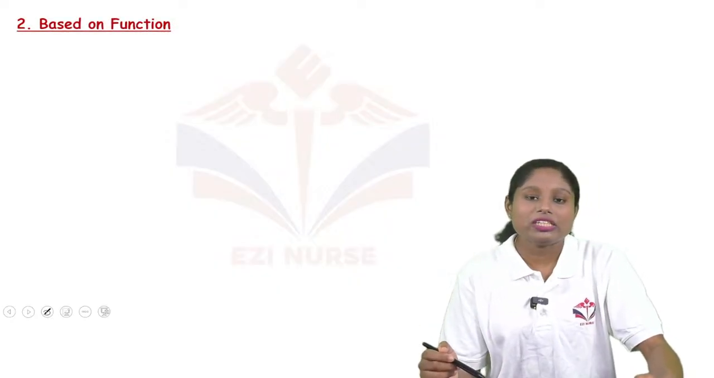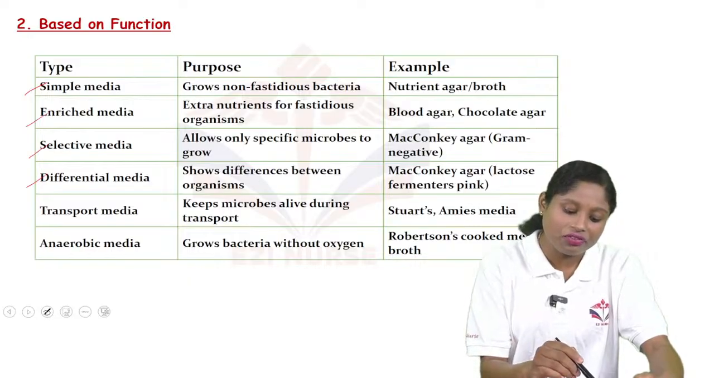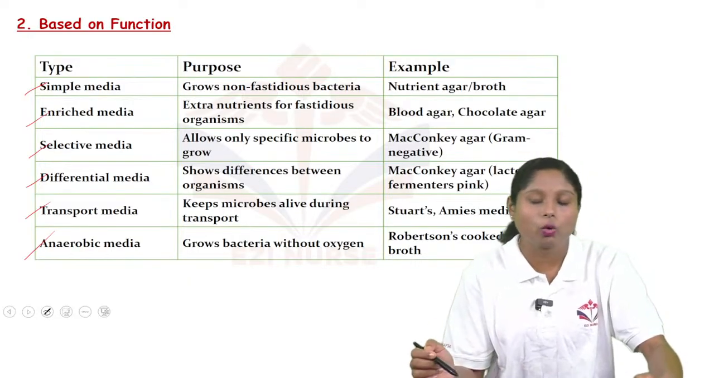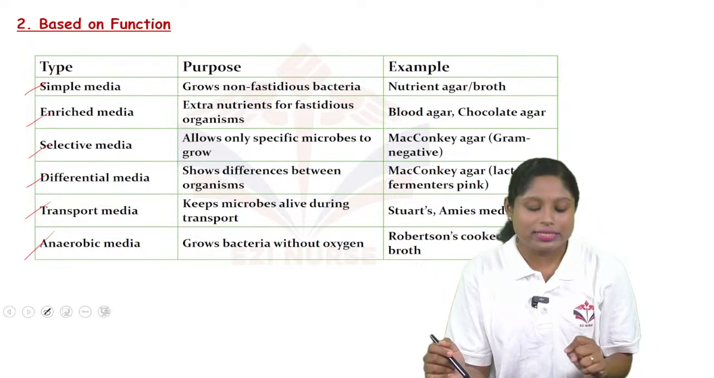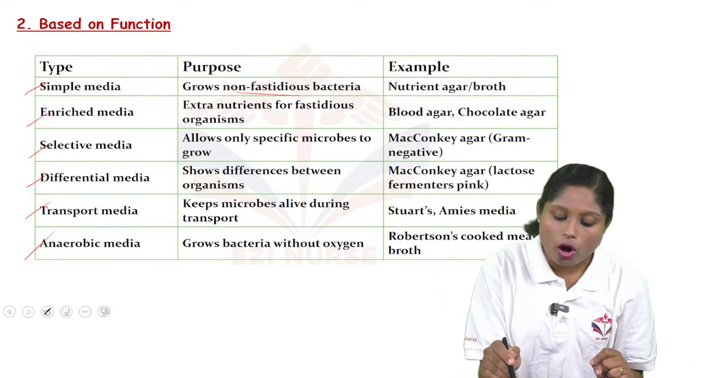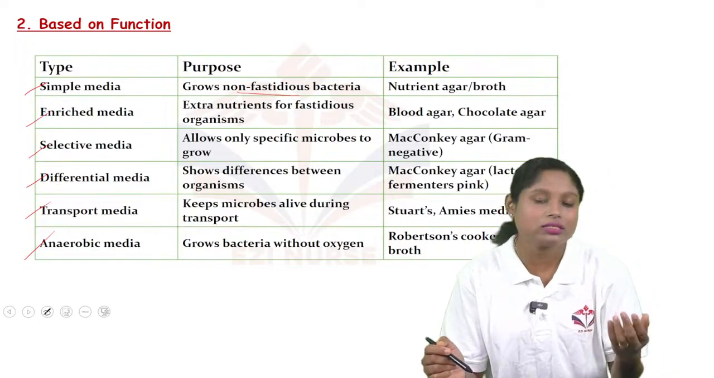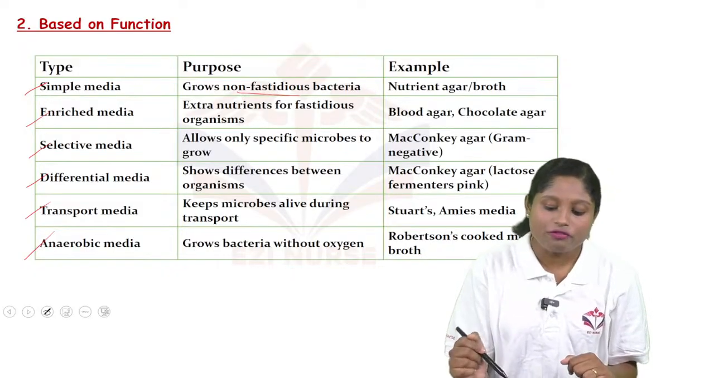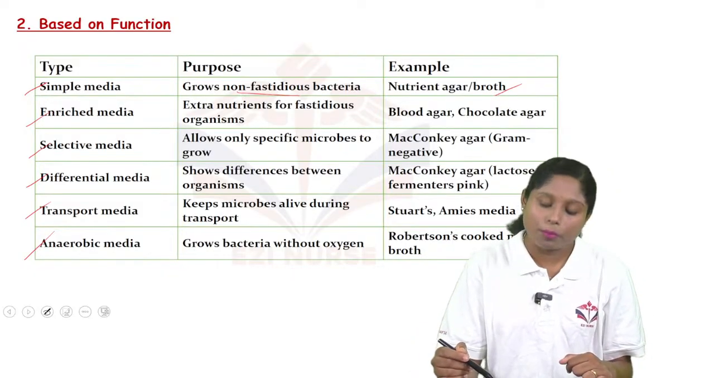Now, based on the function, culture media is divided into simple media, enriched, selective, differential, transport and anaerobic. Let's see them one by one. First one is simple media, which grows non-fastidious bacteria. So what is the purpose of using simple media? To grow non-fastidious bacteria. Example, nutrient agar or broth.